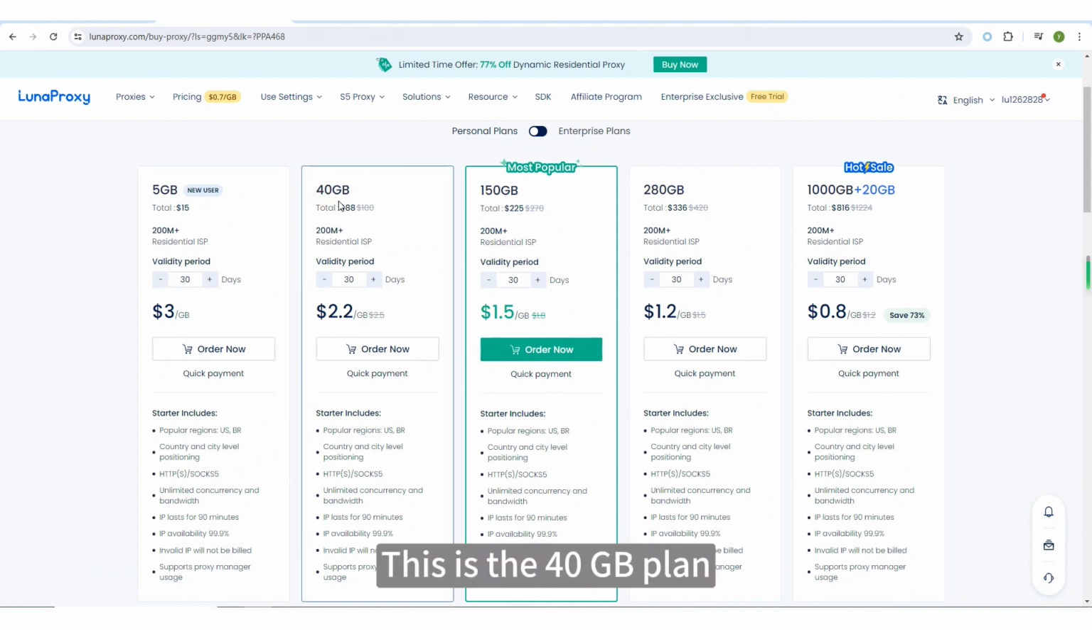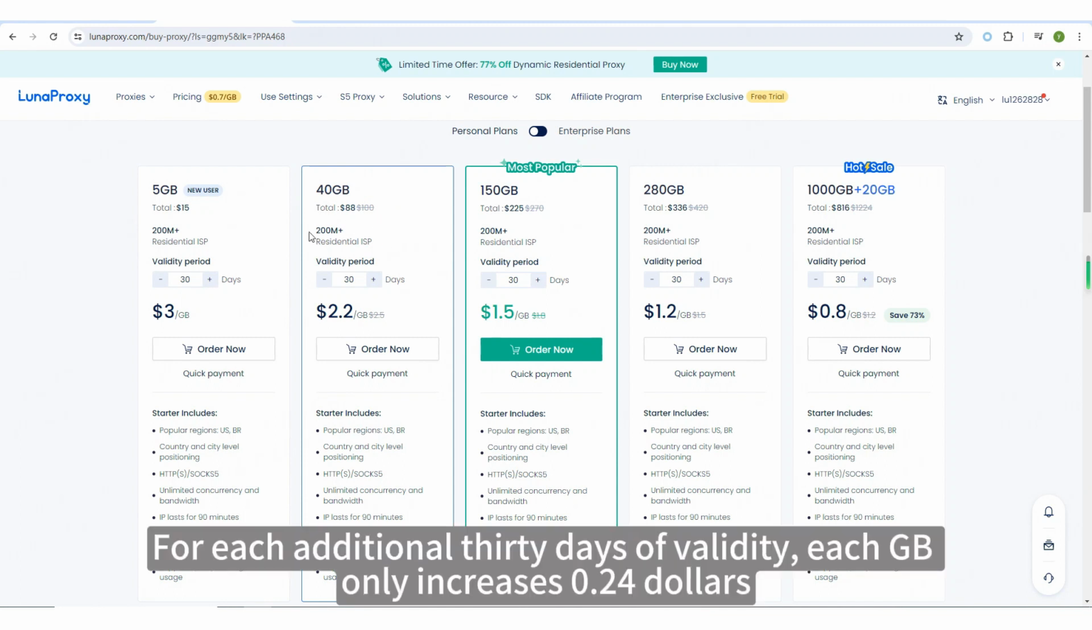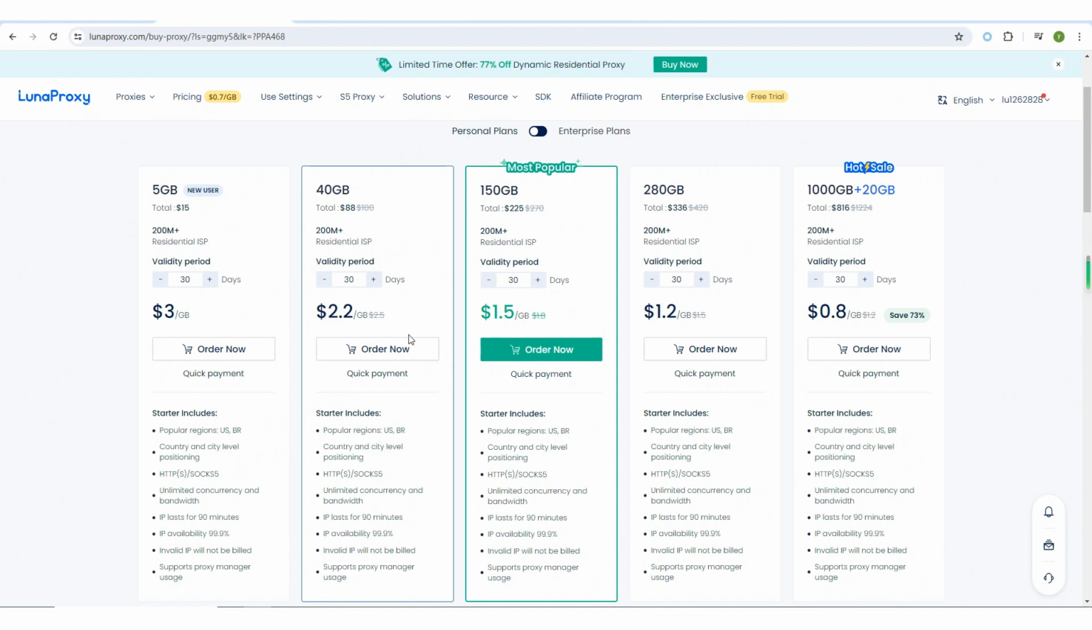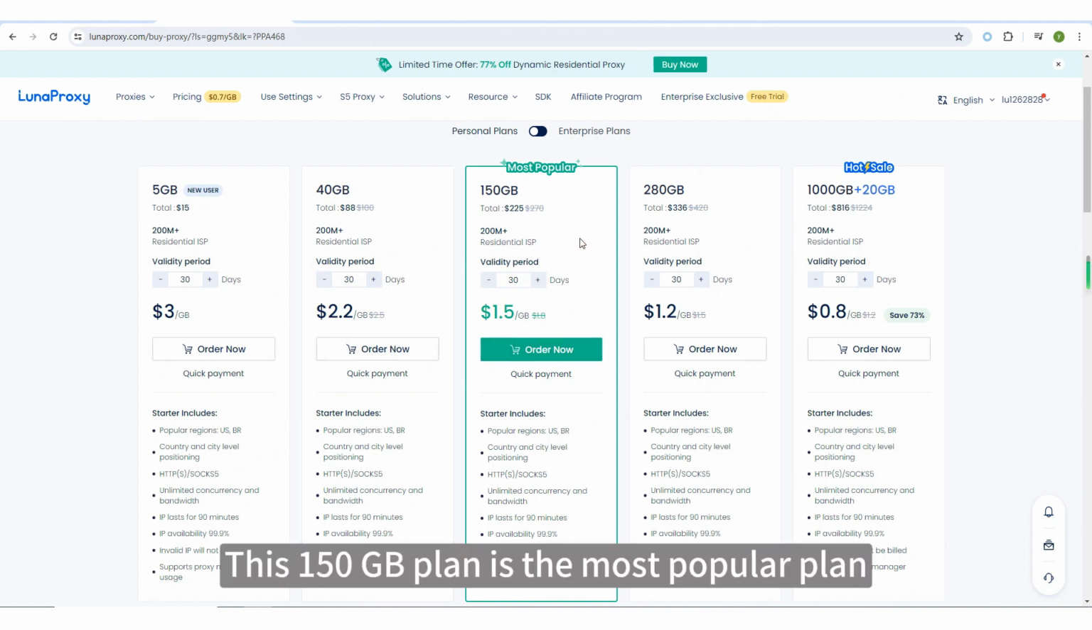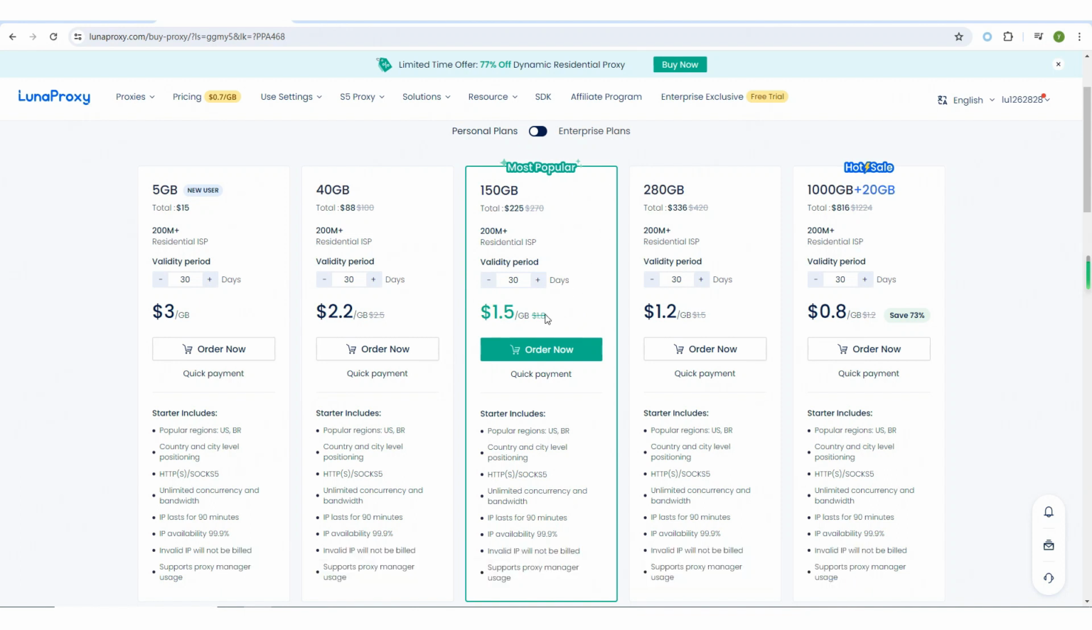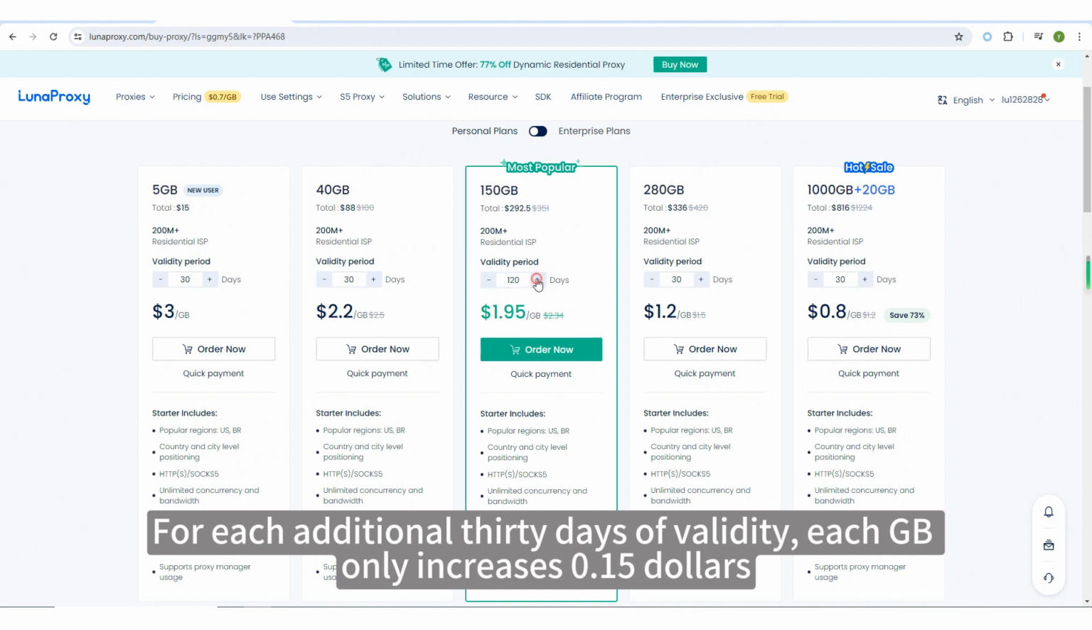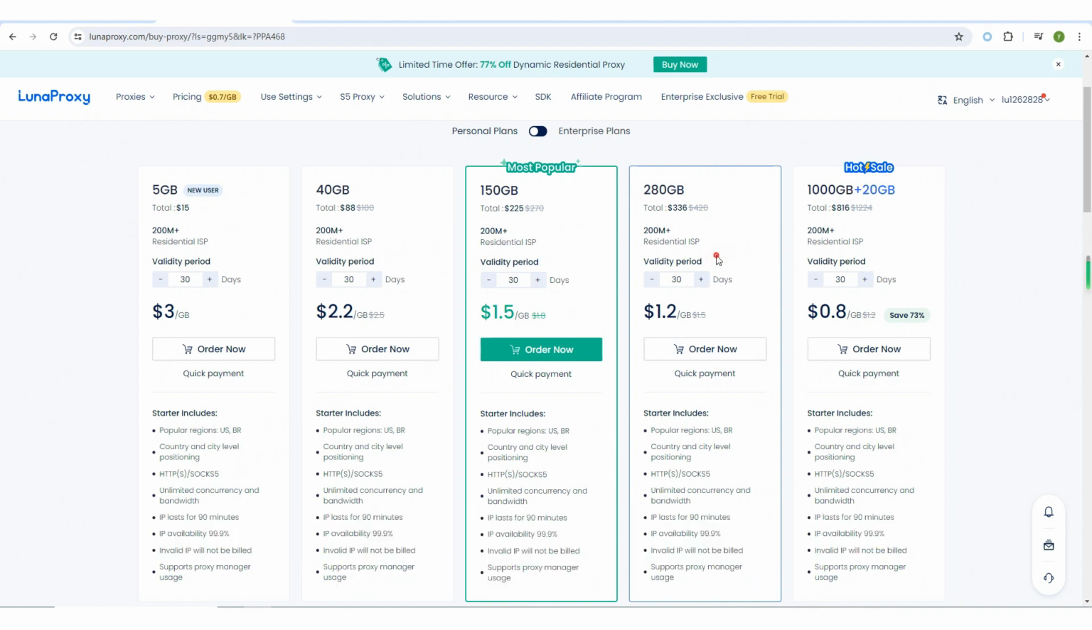This is the 40 GB plan. For each additional 30 days of validity, each GB only increases $0.24. This 150 GB plan is the most popular plan. For each additional 30 days of validity, each GB only increases $0.15.